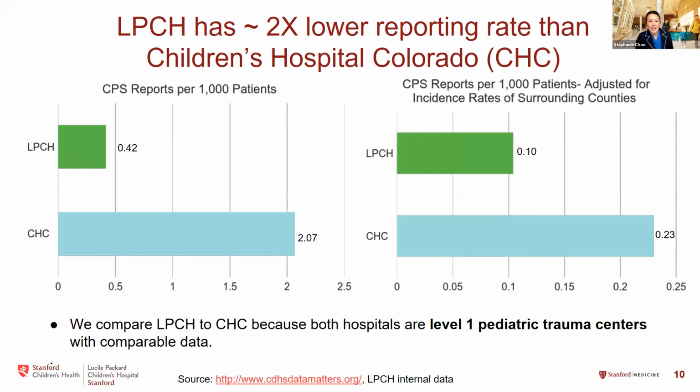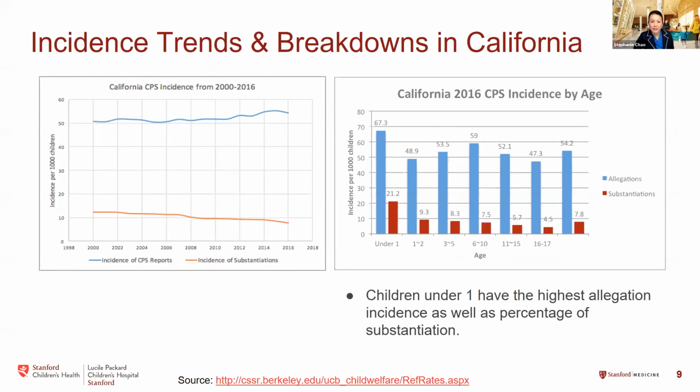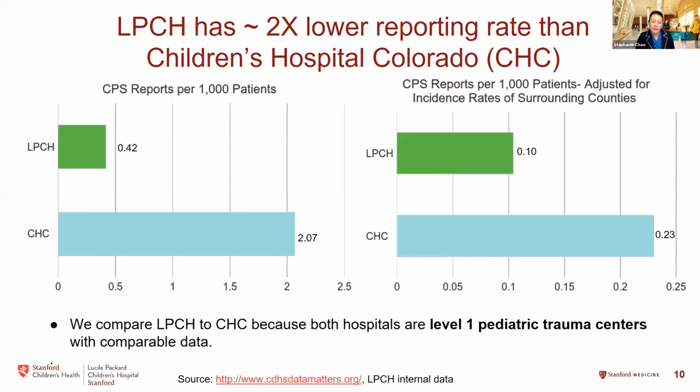So how does this California rate then translate down to a hospital-based reporting rate, because this reflects schools, or daycare centers, as well as hospitals. So we chose to compare to our peer institutions. The Children's Hospital of Colorado was one of the hospitals we used to benchmark against. And unfortunately, you can see that Packard was substantially lower than our peer institution, even when you control for the surrounding counties.